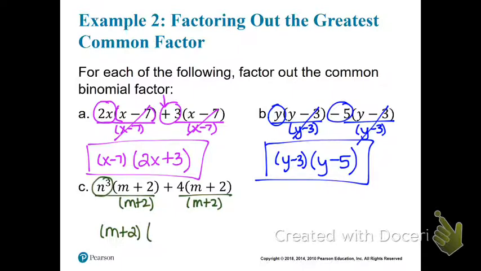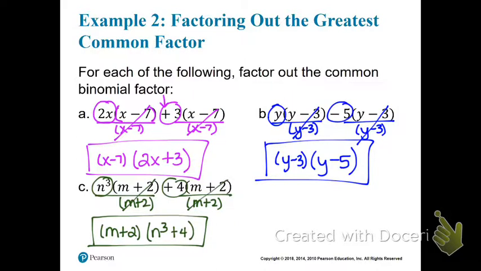So notice I have an n cubed not in the parenthesis, and my n plus 2 will cancel. I have a plus 4 not in the parenthesis, and the n plus 2 will cancel. Check to make sure you're factored completely. Neither one of those have a greatest common factor. Therefore, we are finished.